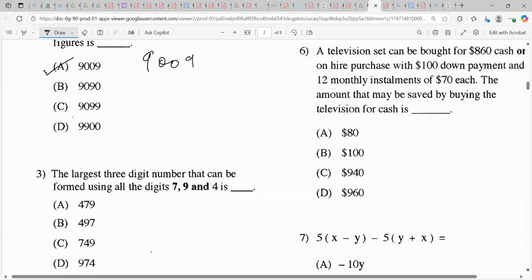The largest three-digit number that can be formed using all the digits 7, 9, and 4 is, so if it's going to be the largest, we have to start with the largest number naturally. So it would have been 9, and then followed by the second largest, which is 7, and then 4. So that would have been 974. Let's move on to number 4.